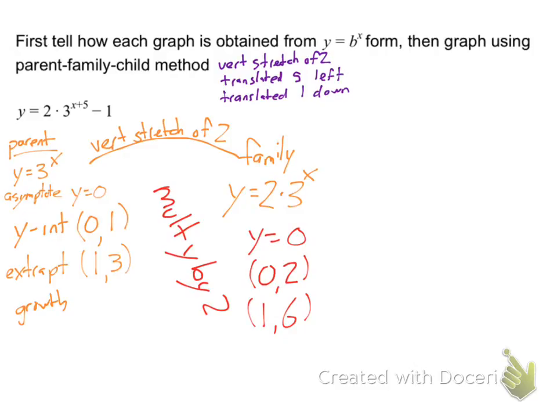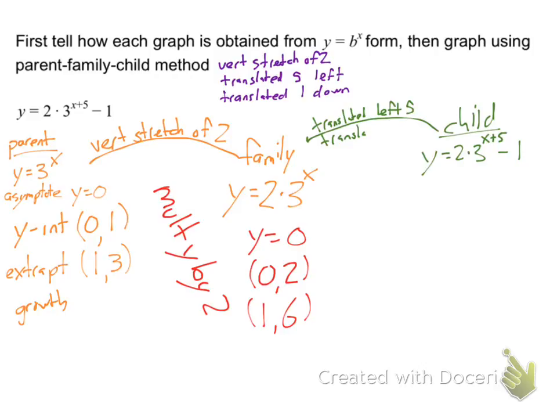Okay, now that we consulted the family, we go to the child. The child, guys, is the whole entire equation. Is everybody okay with this? We got a child equation. There were some things going on. We said because it's x plus 5, it's translated left 5. We also said we're translated down 1, right? Now, what all this means is that I'm going to take all of the point values, all of the lines, and move them 5 to the left and 1 down.